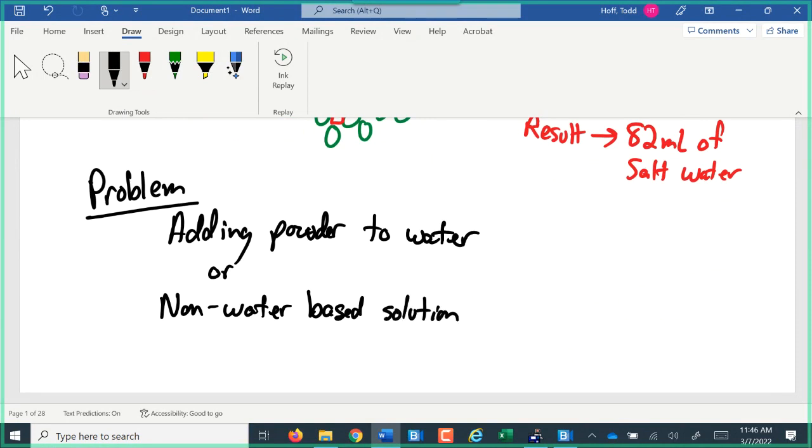Or some sort of non-water-based solution. Most of us think of solutions as being a powder, salt, sugar, whatever, dissolved into water, but you can actually have another liquid dissolved into water. Rubbing alcohol will actually dissolve into water and stay mixed. Alcohol does the same thing as the salt does. It fits between the particles of the water.